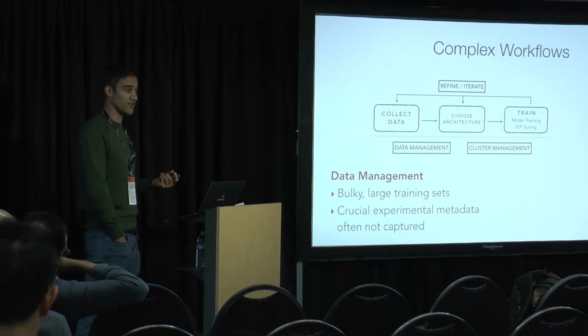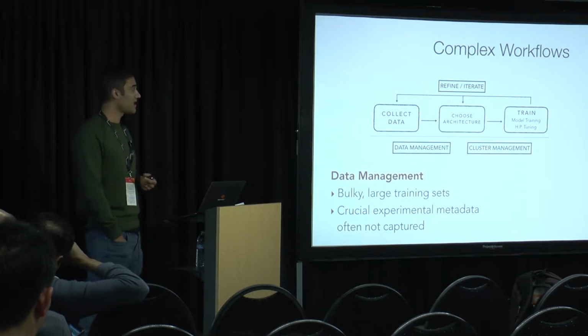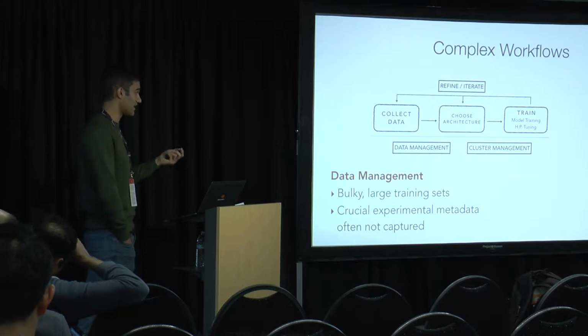Second, there's crucial experimental metadata that may or may not be being captured right now. And this is both metadata involved in keeping track of the intermediate results of the different models that you're training. This is useful for debugging and for innovating and visualizing what's going on. So it's important for refining and iterating.